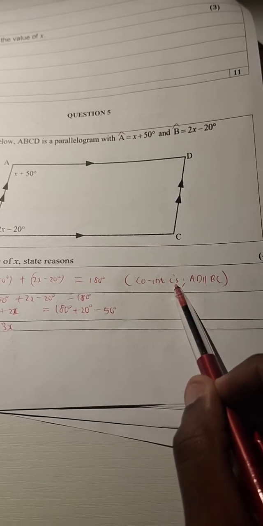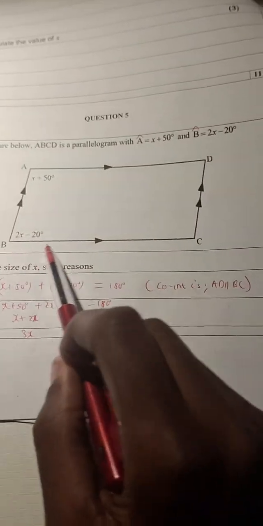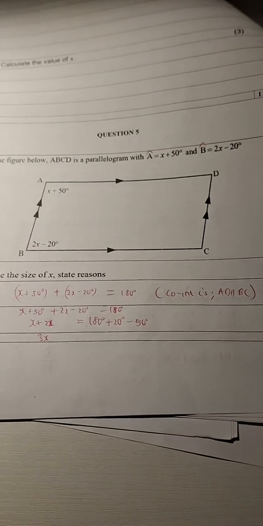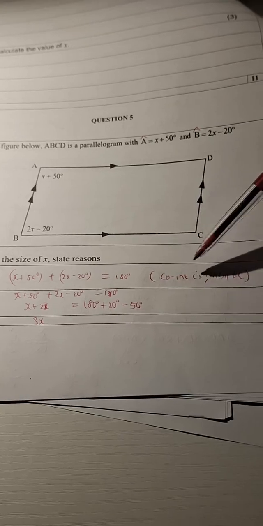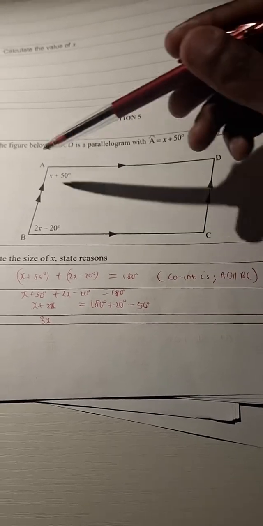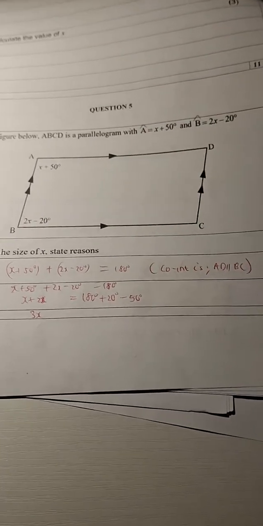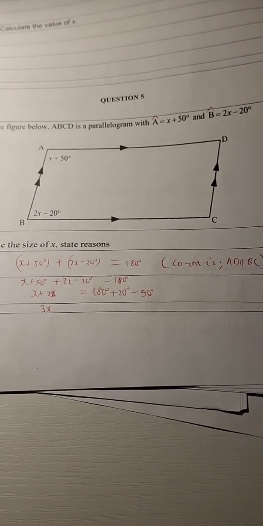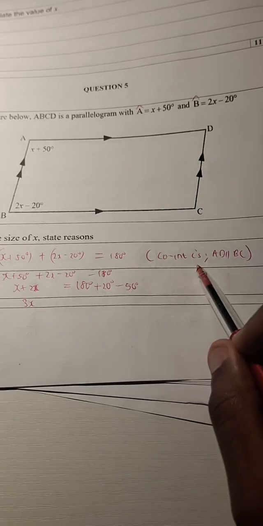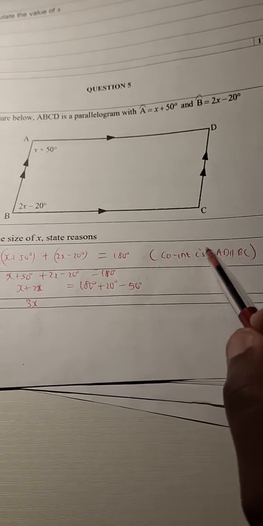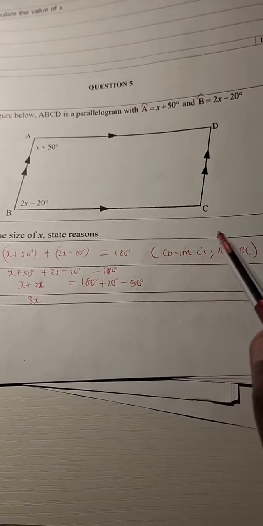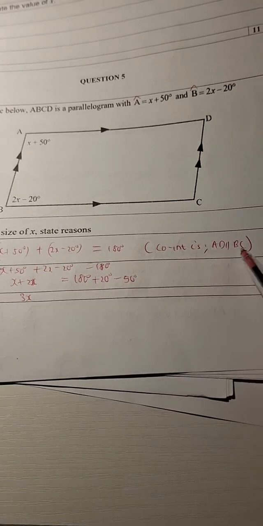Co-int angles. For short, you state the lines that are parallel. AD is parallel to BC. I repeat. Co-int angles, co-interior angles; semicolon. You state your parallel lines. If you omit to state your parallel lines, then your reason is incomplete. You can't just write co-interior angles. You must write co-interior angles and you must state your parallel lines. Please, guys, you must state your parallel lines.